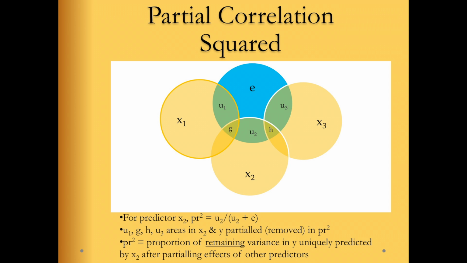When we partial x1 and x3 from y, we remove those regions of y that they predict uniquely and redundantly from our consideration. So we are left only with the area predicted uniquely by x2, which is marked u sub 2, and the area not predicted by any variable in the model, which is marked by e. So the PR squared, or the partial correlation squared, is the proportion of the remaining variance in y uniquely predicted by x2. Note the emphasis on the word remaining. All things being equal, the predictor with the largest PR and PR squared will be the single most important predictor in the model.